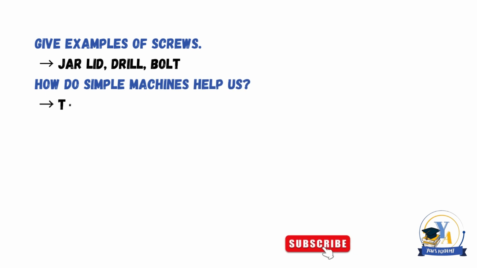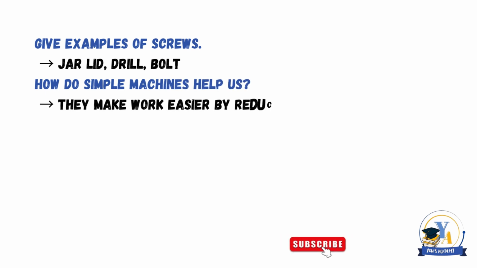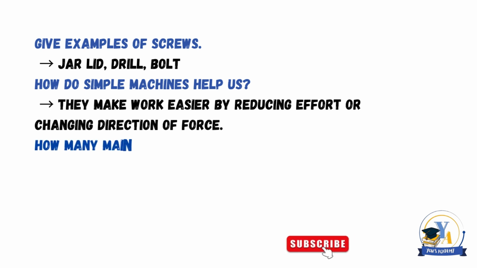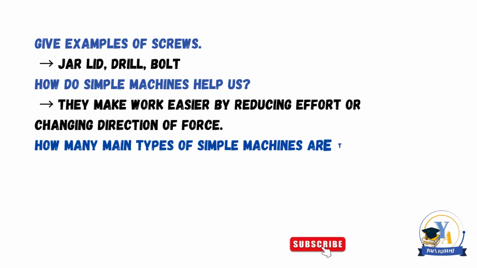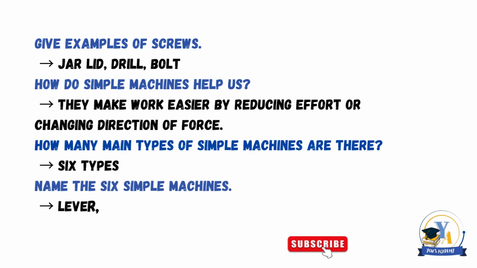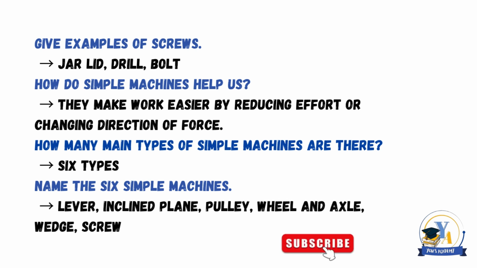How do simple machines help us? They make work easier by reducing effort or changing direction of force. How many main types of simple machines are there? 6 types. Name the 6 simple machines. Lever, inclined plane, pulley, wheel and axle, wedge, screw.